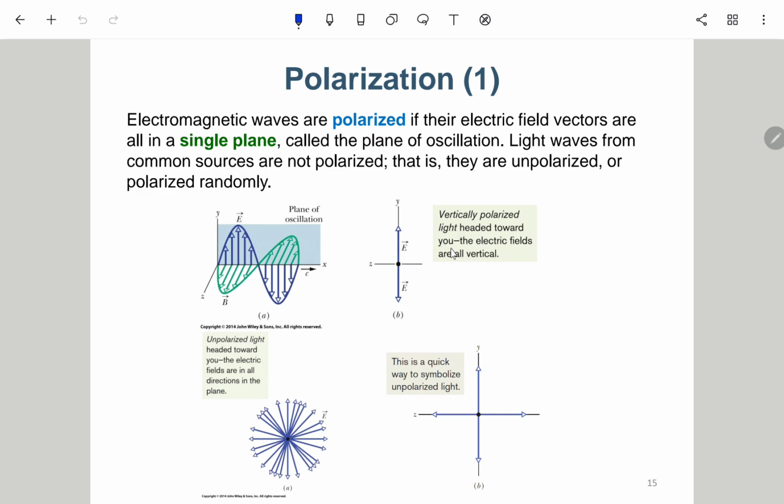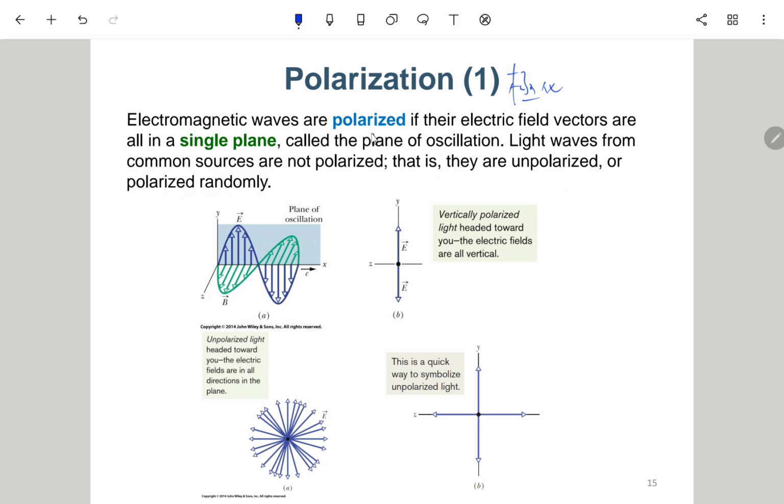Okay, so actually next we talk about polarization. In Chinese it's called 极化. EM waves are polarized if their E field vectors are all in a single plane, called the plane of oscillation. Light waves from a common source are not polarized, that is, they are unpolarized or polarized randomly.